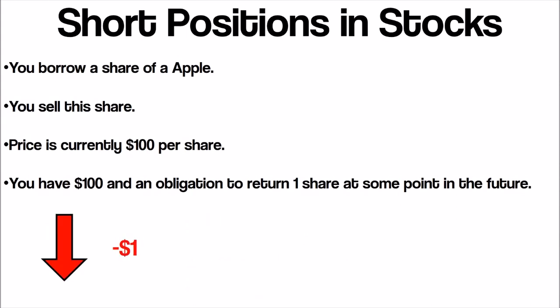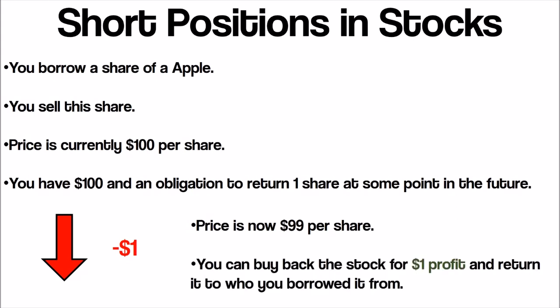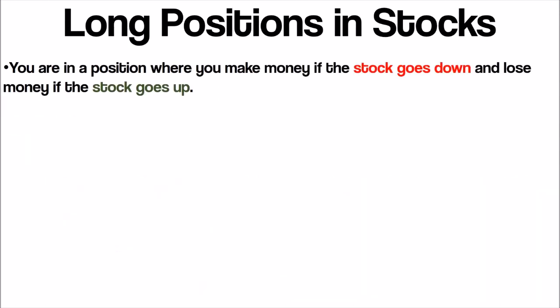So if the price were to drop, though, for example, so let's say it dropped by $1 and the price is now $99 a share, you can buy back the stock for $99 a share, and you had $100 because you sold it for $100, so you're left with $1 profit, and then you can return the stock back to whoever you borrowed it from. And this is what we call a short position. So basically, you're now in a position where you make money if the stock goes down, and you lose money if the stock goes up. We would say you are short Apple in that position.